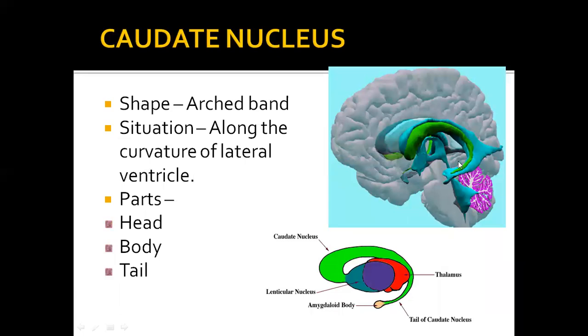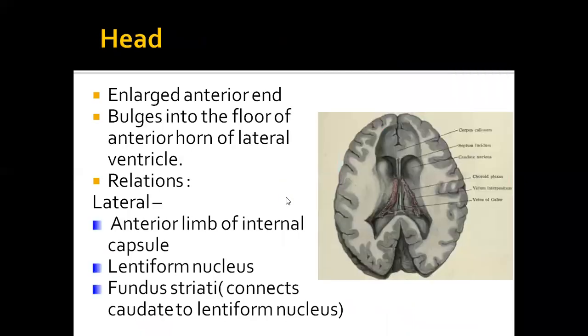This is the caudate nucleus, which may sometimes come as a 5 marks question. Regarding the shape of the caudate nucleus, it is shown in green color for our convenience. It is an arched band situated along the curvature of the lateral ventricle. The outline in blue we have already studied. This is the lateral ventricle, and along with that you can see an arched band, which is the caudate nucleus. The parts of the caudate nucleus are the head, body and tail.